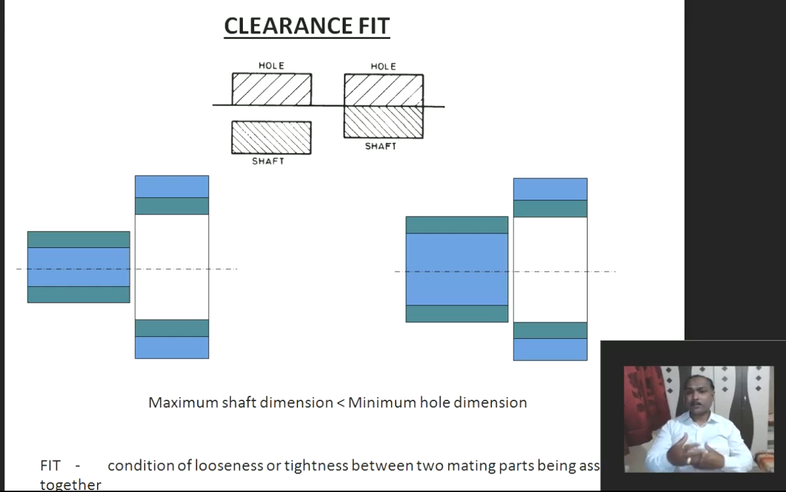But that clearance should not be more, because if it is more than required, then the lubrication film will not withstand. And if it is less than required, then metal to metal contact can take place.